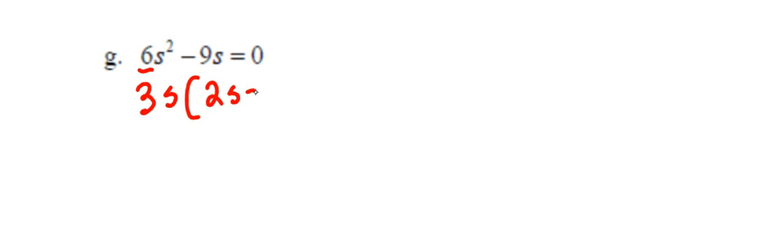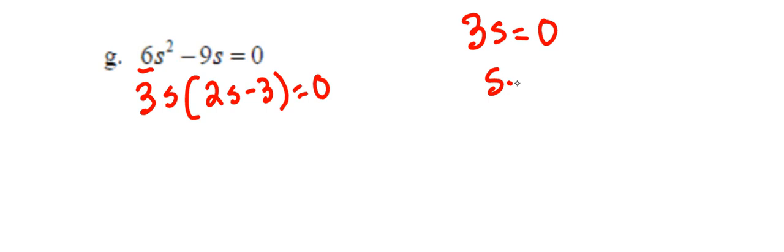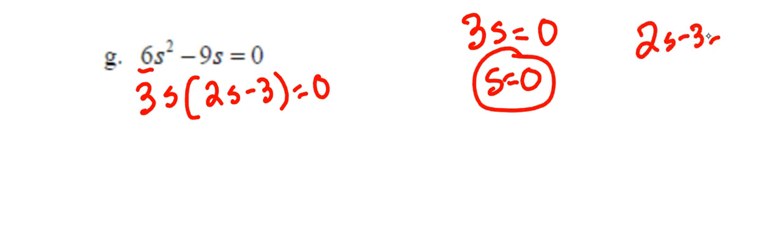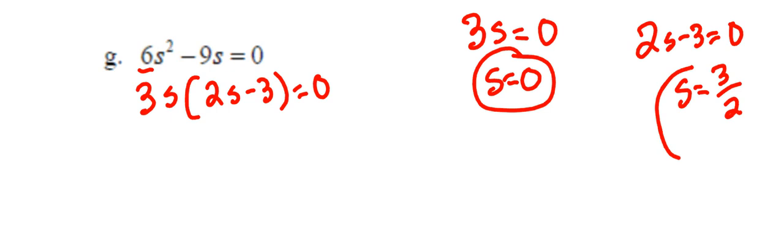We get 2s minus 3. Set each factor equal to 0. 3s equals 0. Divide by 3, s equals 0. 2s minus 3 equals 0. Add 3, divide by 2, and s is 3 over 2.